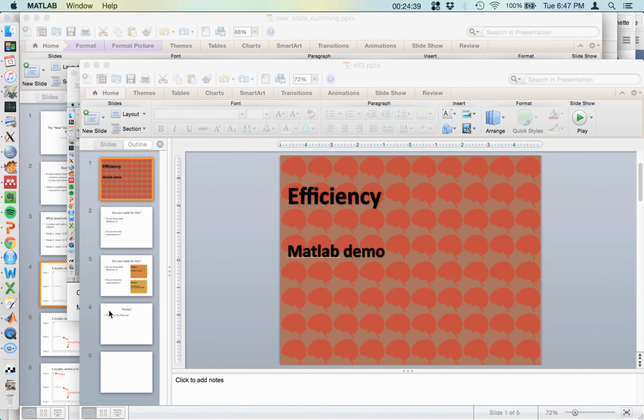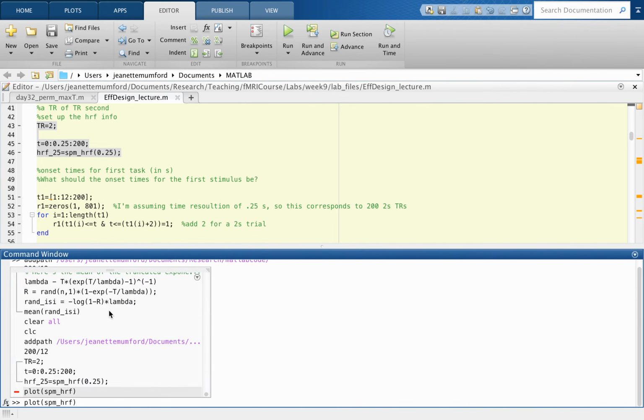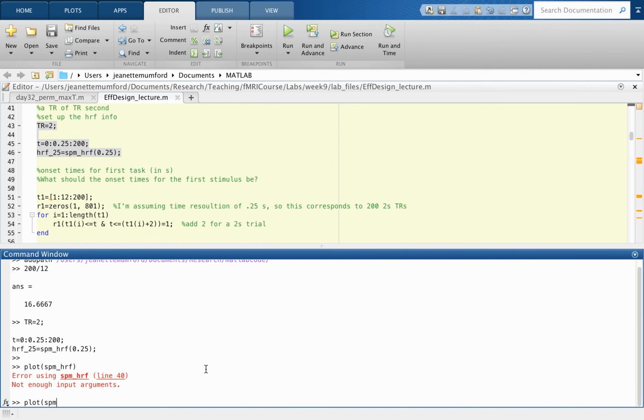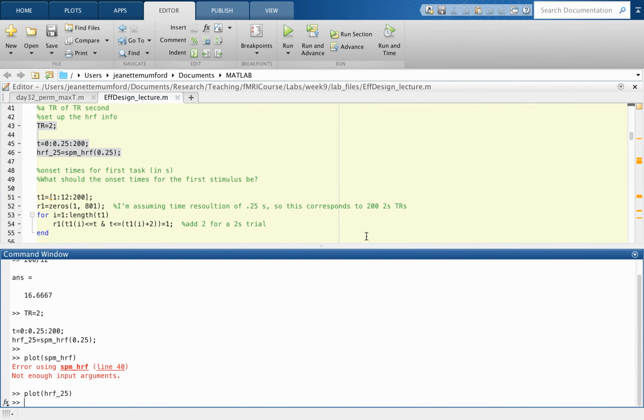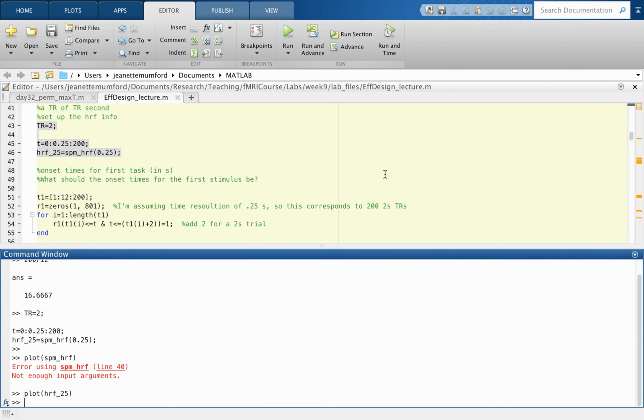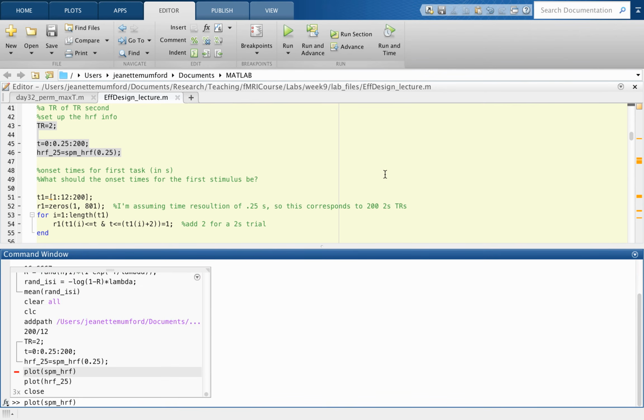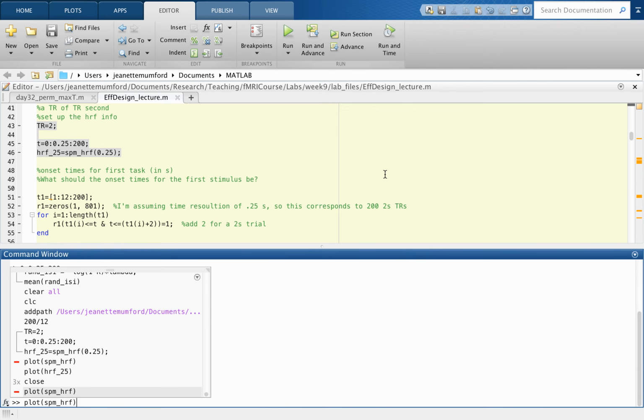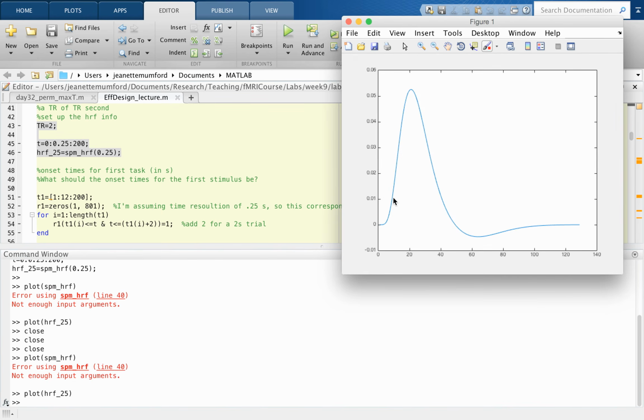Oops, that's weird. The computer switched screens. Where's my plot? Uh-oh, here. I ran the same wrong code again. There it is.